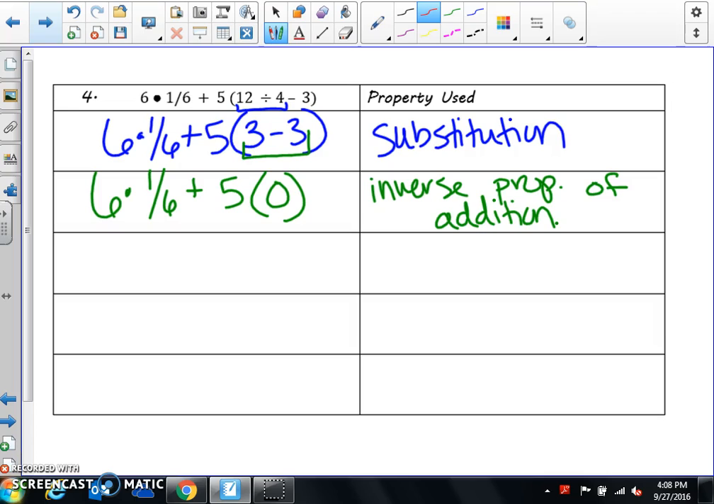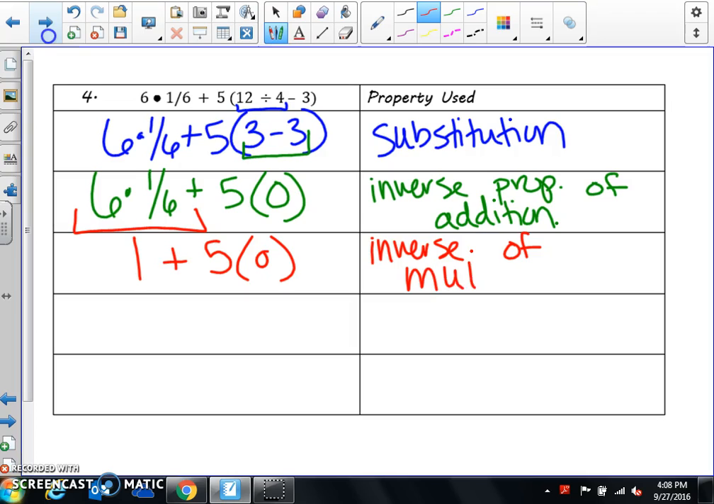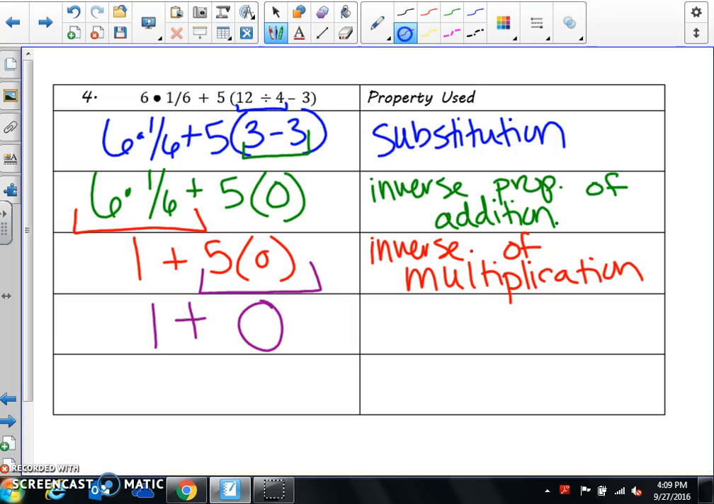Okay, now I need to multiply left to right. So 6 times 1/6 is 1. Okay, so those are opposites, so that's the inverse of multiplication. Remember, that could also be called the multiplicative inverse. Next one is 5 times 0, which is 0. Remember, if you have 2 zeros, that's the zero product property.